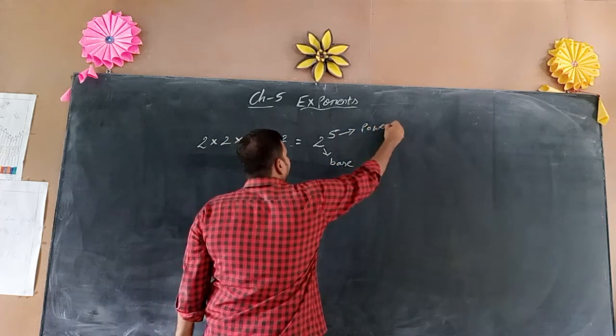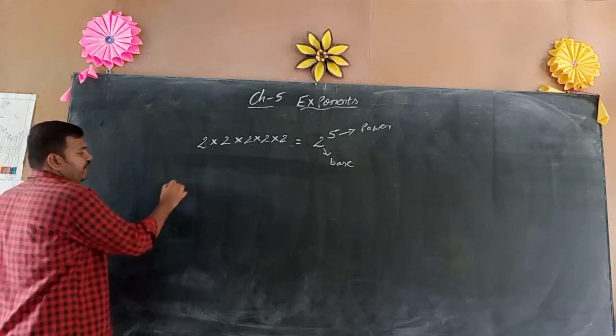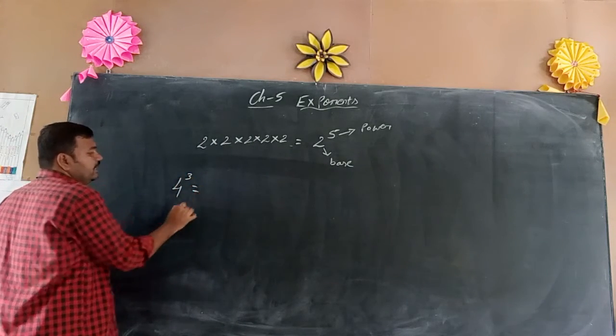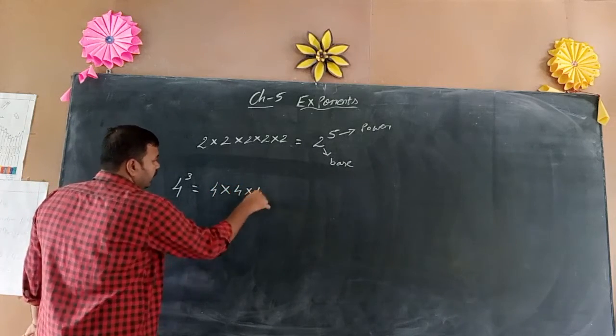So in this one, 2 to the power of 5, 2 is called the base, 5 is called the power or exponent. For example, 4 power 3 means we have to repeat 4 three times: 4 into 4 into 4.